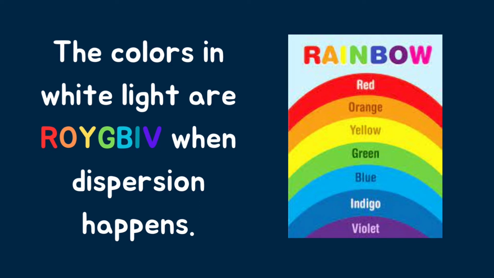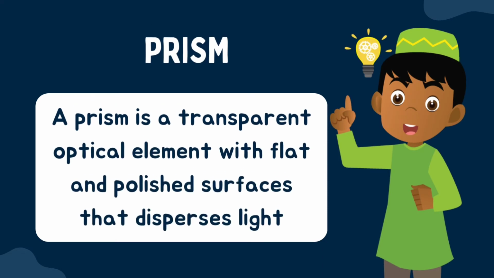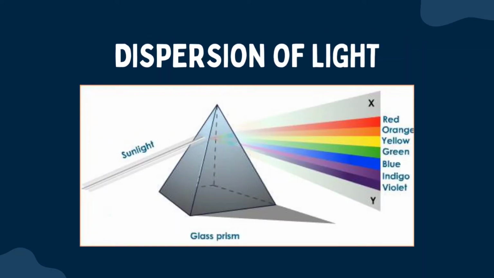Now, what is dispersion? Dispersion is a kind of refraction which provides us colors of light. This phenomenon is observed when white light passes through a prism. A prism is a transparent optical element with flat and polished surfaces that disperses light. This is an example of a glass prism.